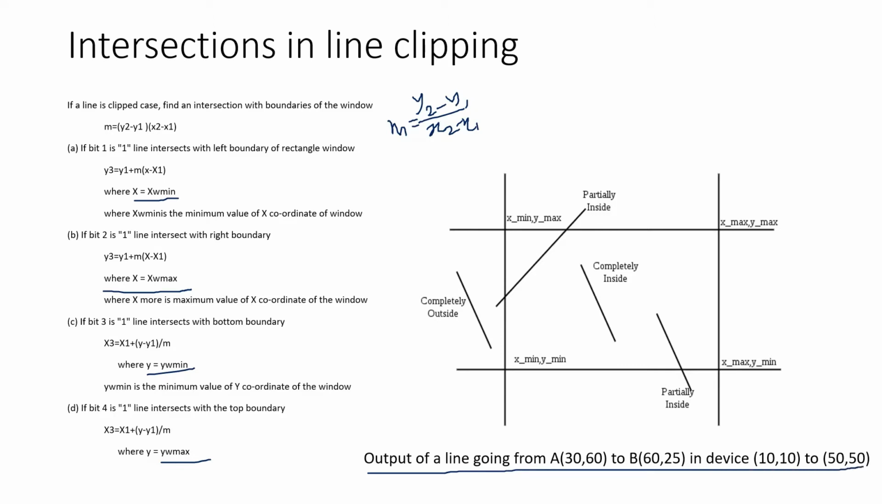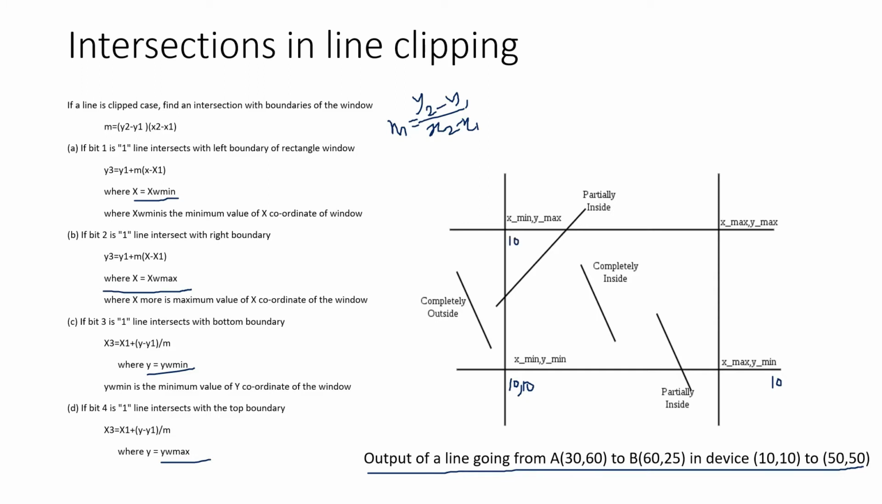We have to calculate the output of a line which is going from A point to B point, where A is 30, 60 and B is 60, 25, and the device coordinates are given from 10, 10 to 50, 50. So first of all we have to calculate the value of the device points. This is actually 10 comma 10, so x min and y min. If y min is 10, and if x min is 10.